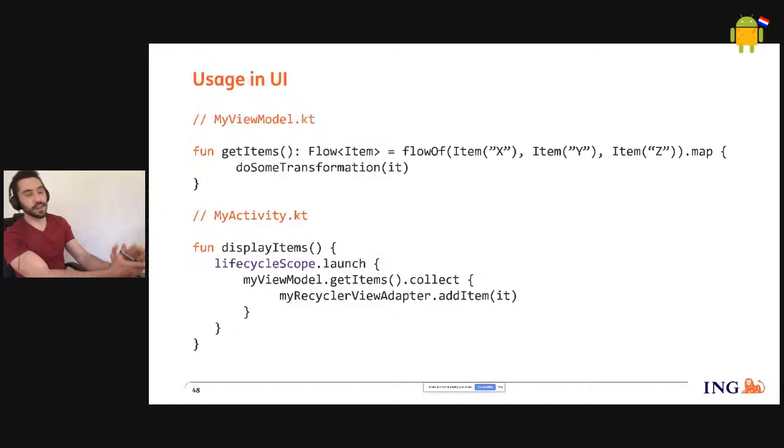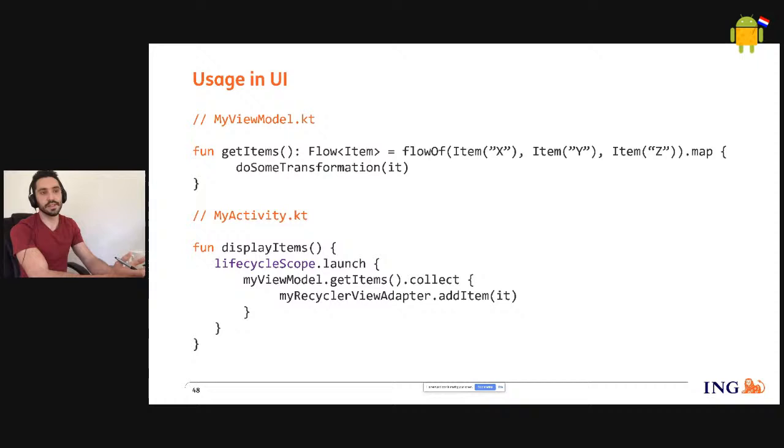flowOf is a convenience operator, a constructor to create a flow, and it accepts a collection or vararg. In this case, we have this flow of items. And then we do some kind of transformation using the map operator, which is pretty much the same as when working with collections or RxJava. Most of the operators have the same name.